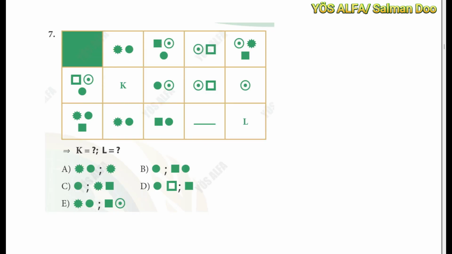Number 7. We have a row given and then a column, and there is an operation between the row and the column, and this is the result. So we will decide what that operation is here. So let's check this one and that one.